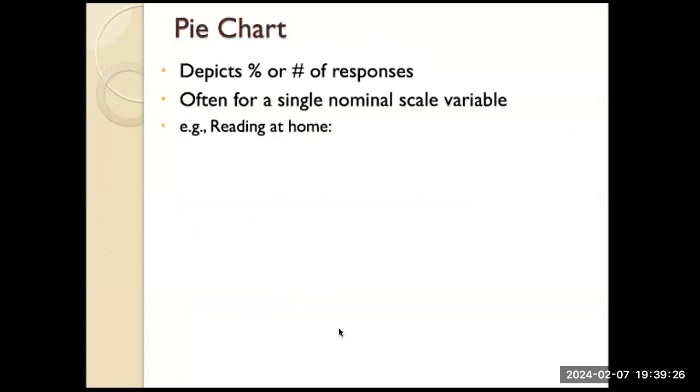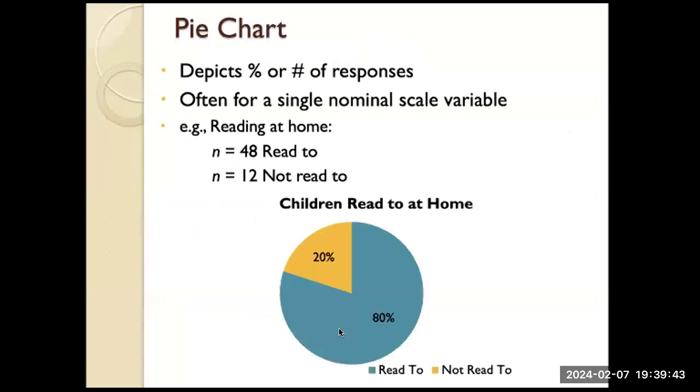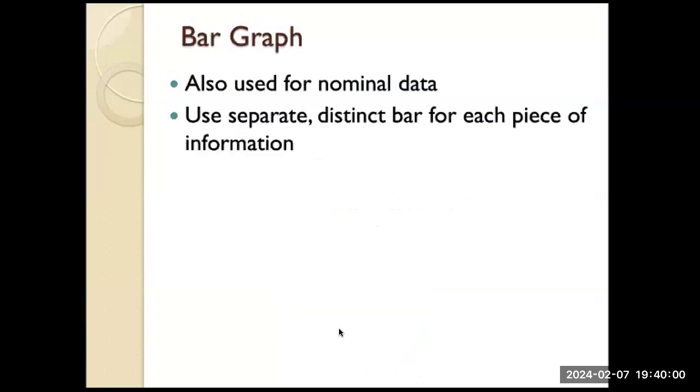So a pie chart, usually that's going to describe the percentage or number of responses. A lot of times we use percentage, so it gives you a proportion, right? This is usually used for a single nominal scale variable. For example, if we were doing a study on how many children were read to at home or not read to, we can easily present this in a pie chart, right? Where you have 80% of children were read to by their parents and 20% were not read to. It's a nice way of just capturing the data. People love pie charts.